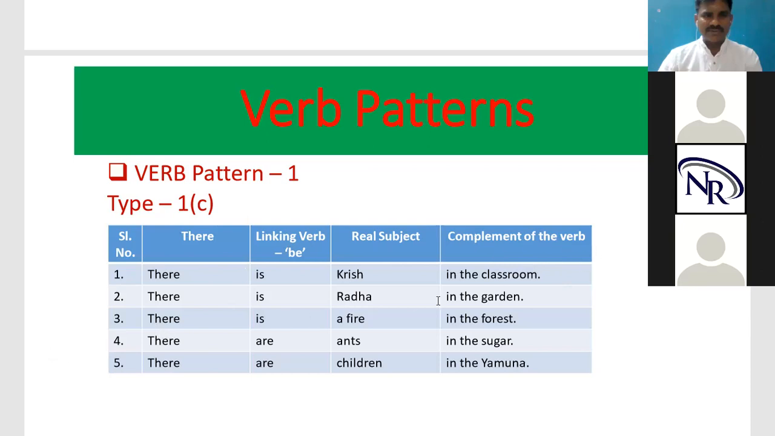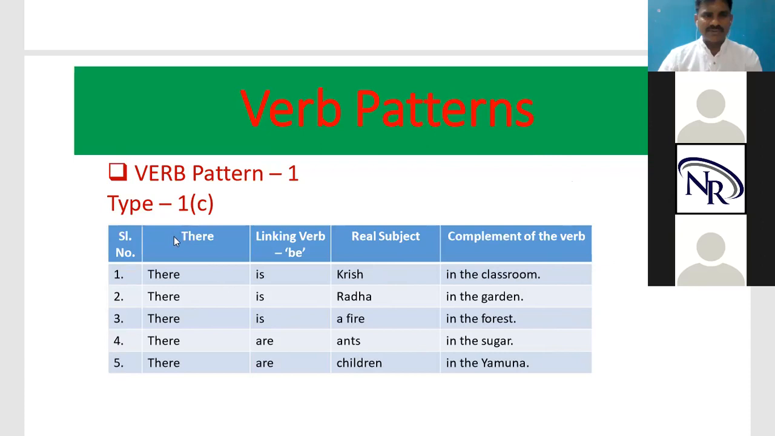Next, there is Radha in the garden. There is a fire in the forest. There are ants in the sugar. So ants are in the sugar, that is the SVC structure. A fire is in the forest. Radha is in the garden. Krish is in the classroom. Children are in the Yamuna. These are SVC structures.